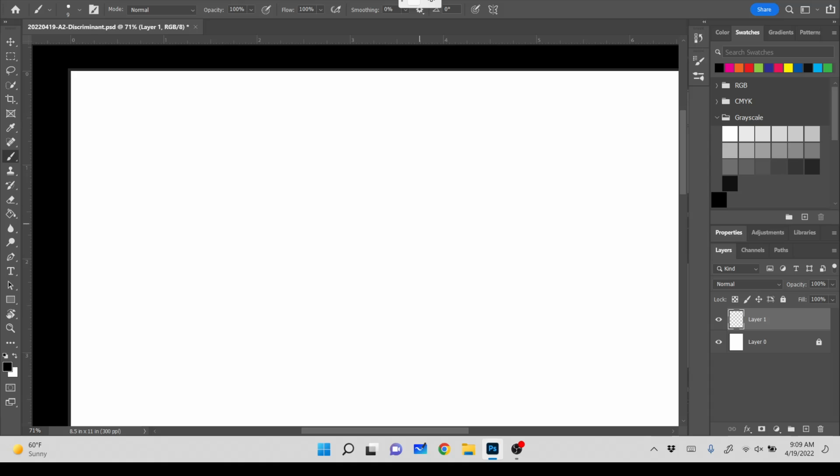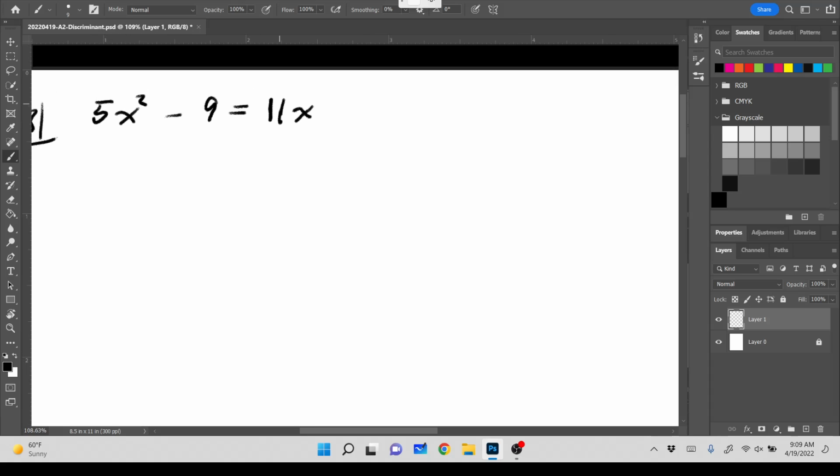All right. Turn back to the page that I need. Number 18 begins its life as 5x squared minus 9 equals 11x. And we're supposed to solve this using the quadratic formula. So, what should we do first?